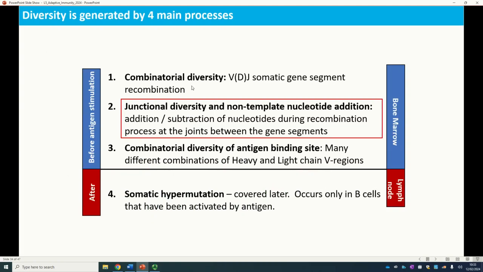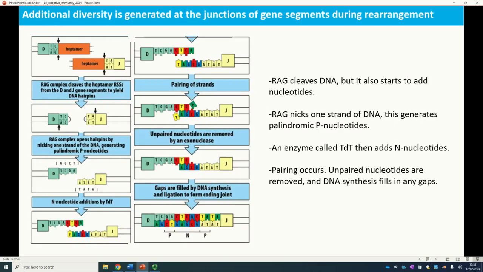So that was the combinatorial diversity, bringing together the different V, D, and J segments. But then we have this junctional diversity and this non-template nucleotide addition. What we're doing here is bringing in random nucleotides at these gene segment junctions. This is a bit of a complicated diagram, but it's quite easy to go through.